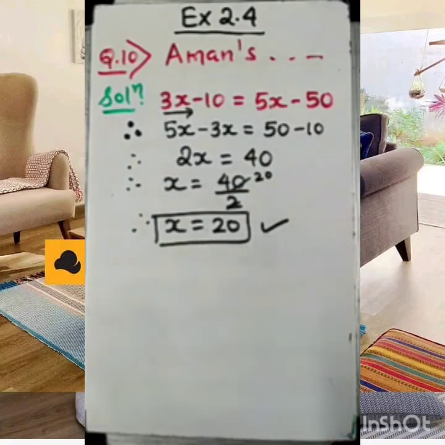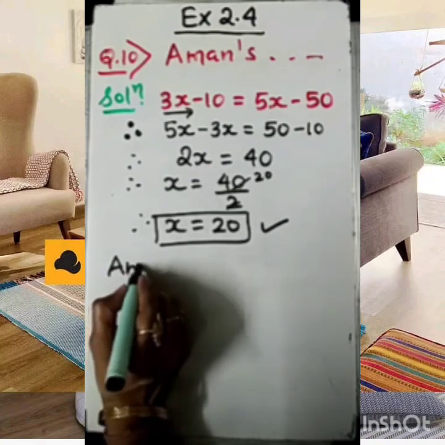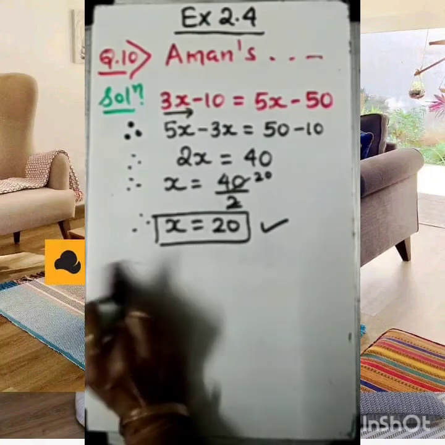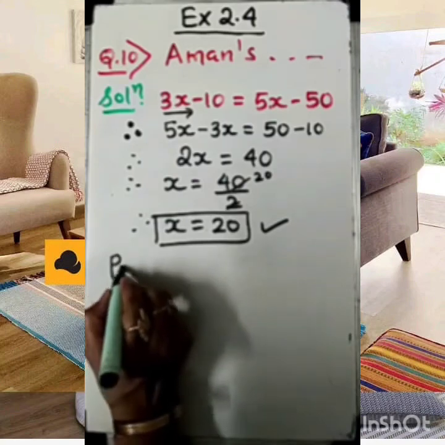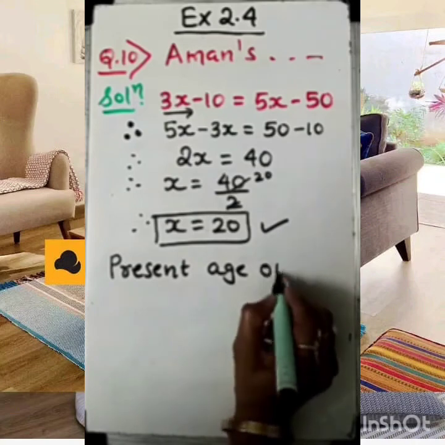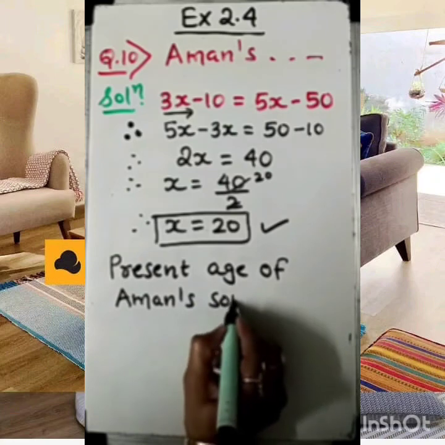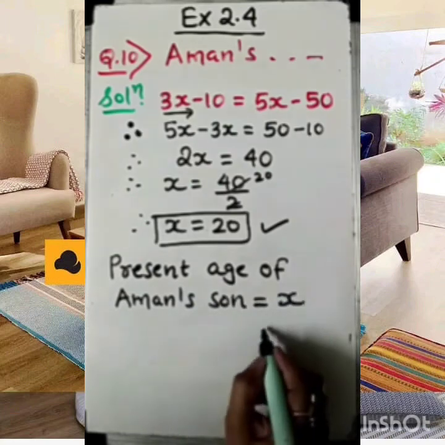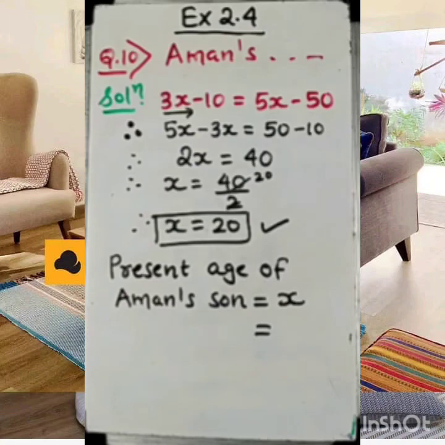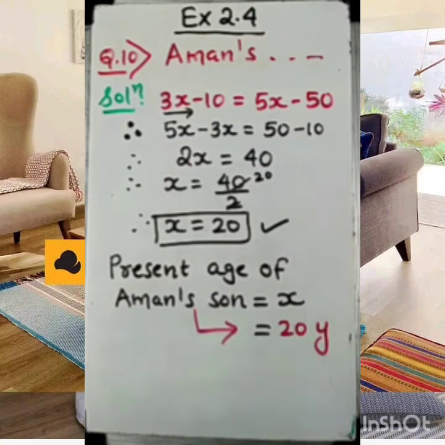Okay. Now what do we have to find? We have to find the present ages of both of them. So first, the present age of Aman's son. Aman's son is x years, we know. We have assumed x for Aman's son. So it will be x equal to 20. So it will be 20 years. Aman's son is 20 years old.